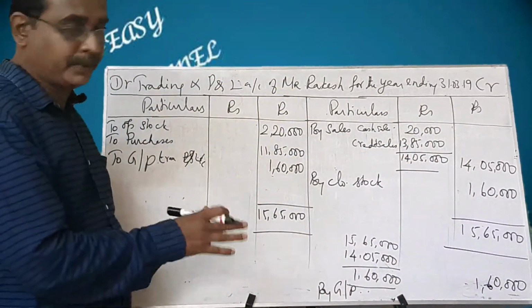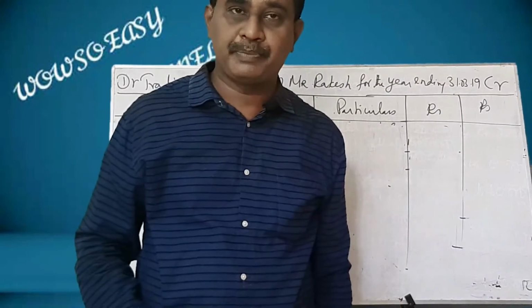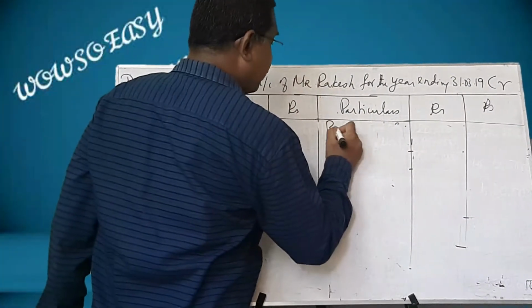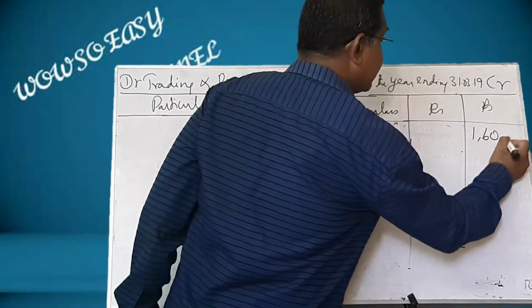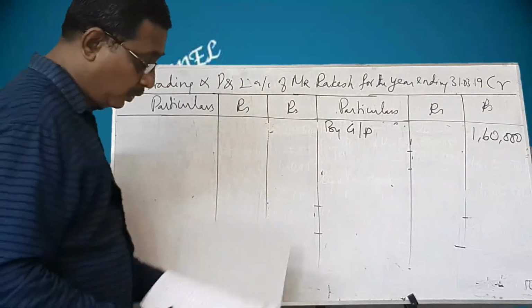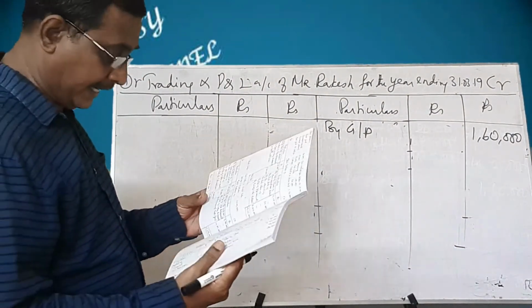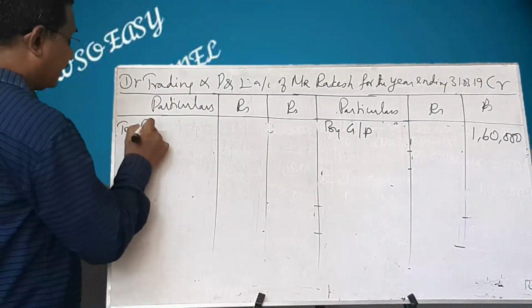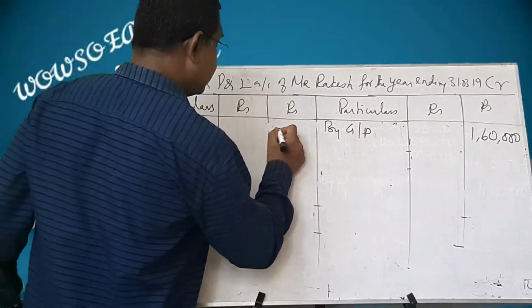Let us continue in the P&L account. First, bring the gross profit from trading account, that comes to 1,60,000. Now, look at the things what are given. In other details, they have given rent paid 1,20,000, to rent 1,20,000.